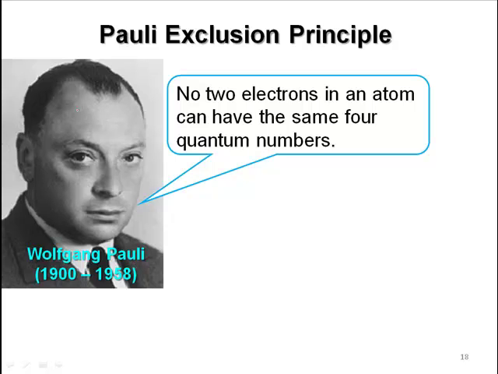Whoa, so it can't have all the same numbers? Why not? Why couldn't it have all same 4 numbers? It'd be in the same exact place, facing and spinning in the same exact direction. So Pauli, I love it, because he just totally gave this quantumly advanced explanation. What he really means is, if you're spinning up, you can't have another spinner up. You can't have 2 people sleeping in the same bed, spinning up. What? Oh, no. He didn't say that, did he? No. He said something different.